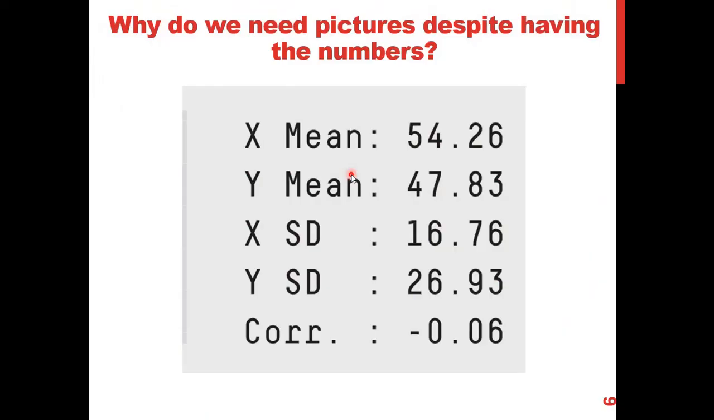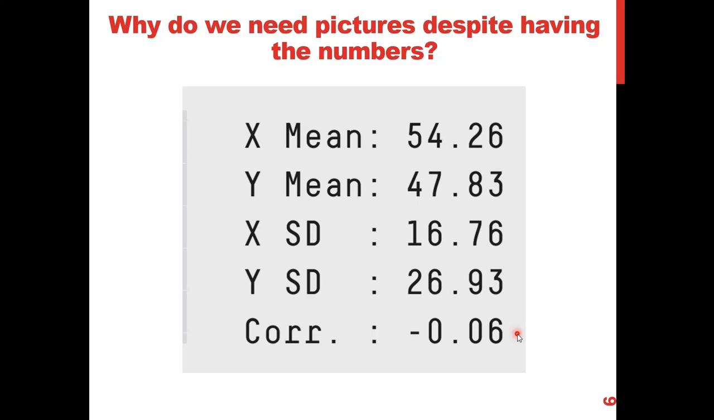and now coming to the part where why do you need pictures in spite of having numbers. Okay, so here is one example. Suppose we have collected data on two quantities. Let me denote them by x and y. Mean of the first quantity is 54.26, the average of the second quantity is this, and standard deviations are given here and correlation is given here. So you know all the numbers that you need to know.